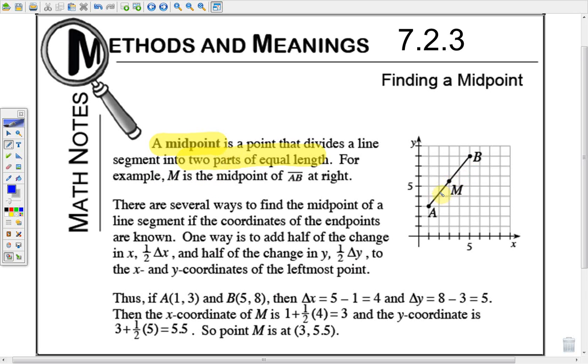We can mark this in our figure by putting a congruent mark here and here. That tells us that AM is congruent to MB. There are several ways to find the midpoint of a line segment if the coordinates of the endpoints are known. One way is to add half of the change in x and half of the change in y to the x and y coordinate of the leftmost point.